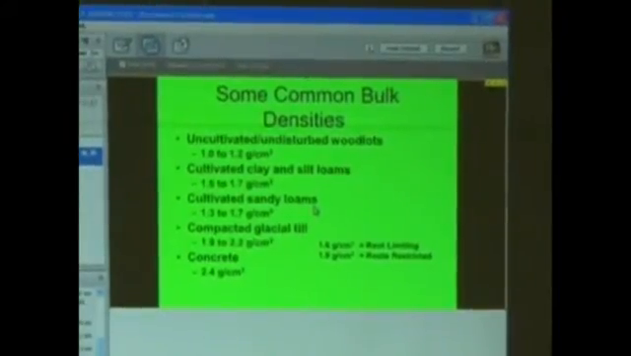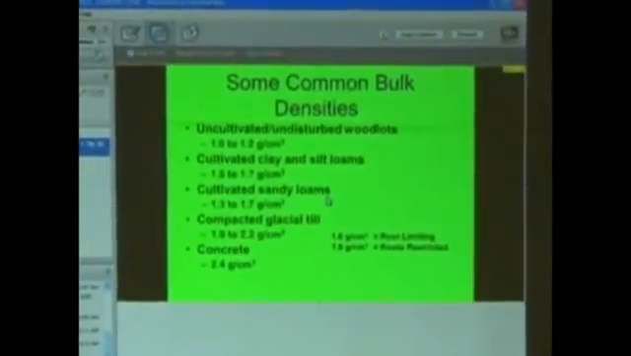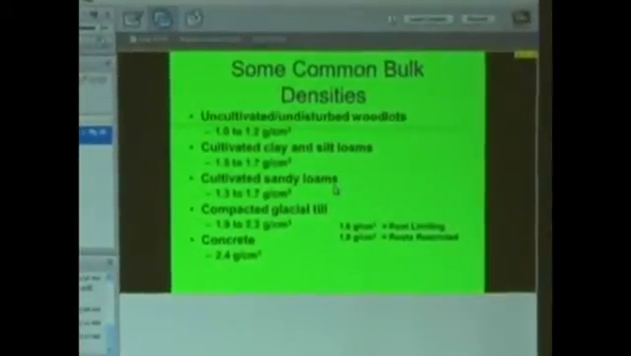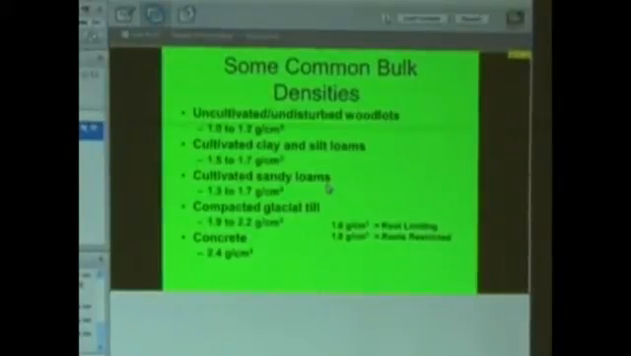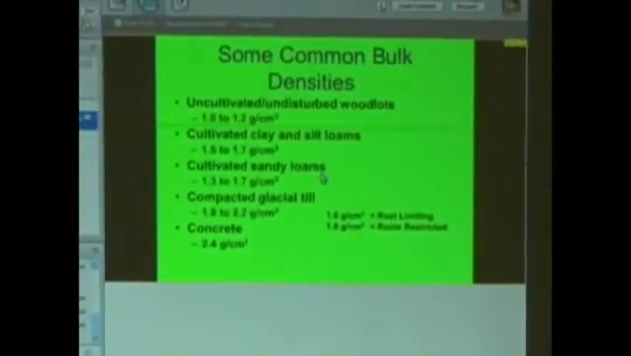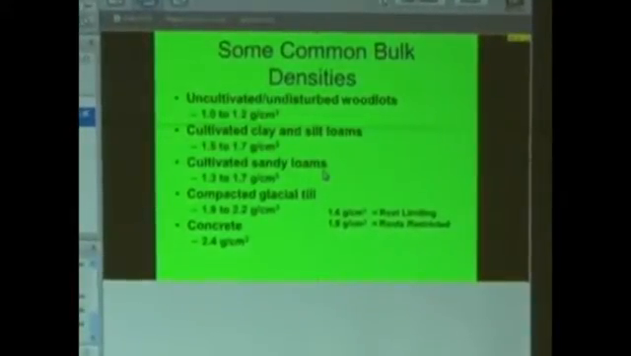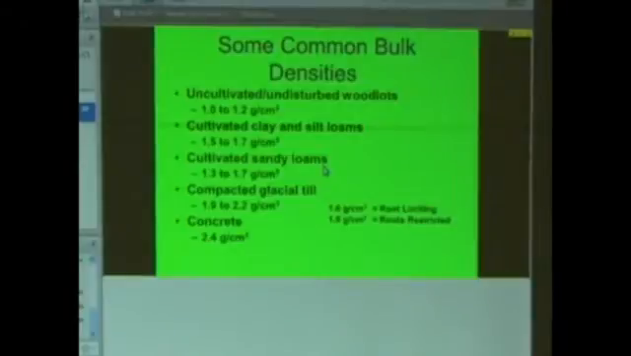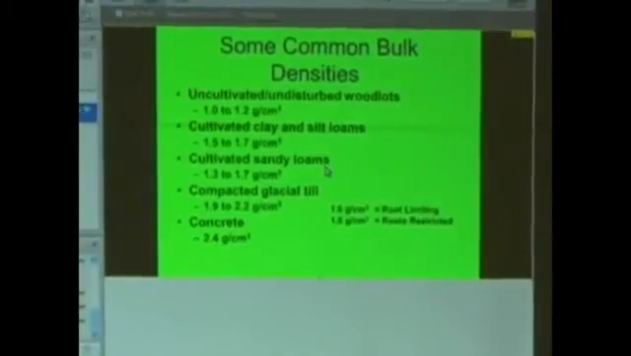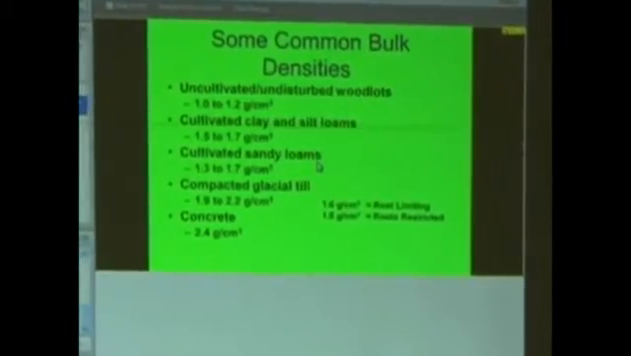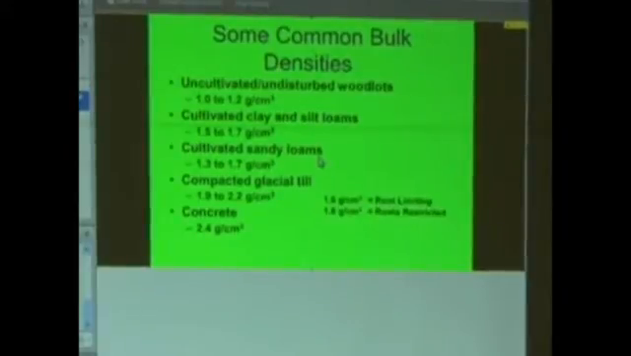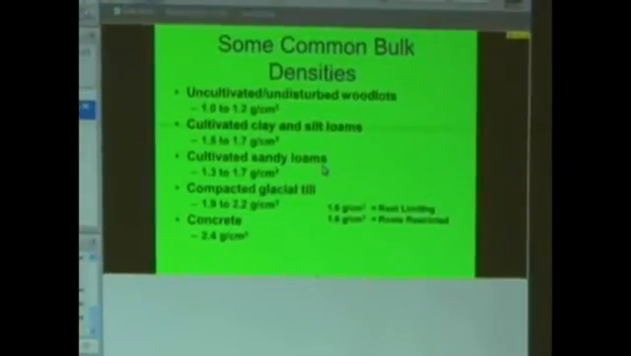But as we get into cultivated clays and cultivated sandy loams, you'll notice that the bulk density increases, and that means we have less room for air and water to move. And so if you look on my right-hand side there at the bottom, once we reach a bulk density of 1.6 grams per centimeter cubed, it starts to become root limiting. That's somewhere around 250 pounds per square inch. If we get up to 1.8, then the roots are totally restricted, and the roots can't get through there.